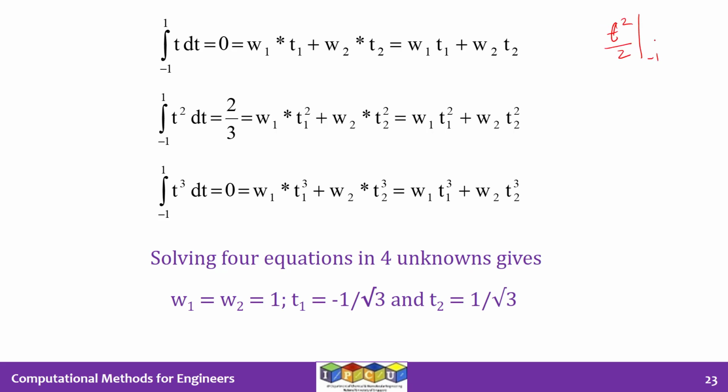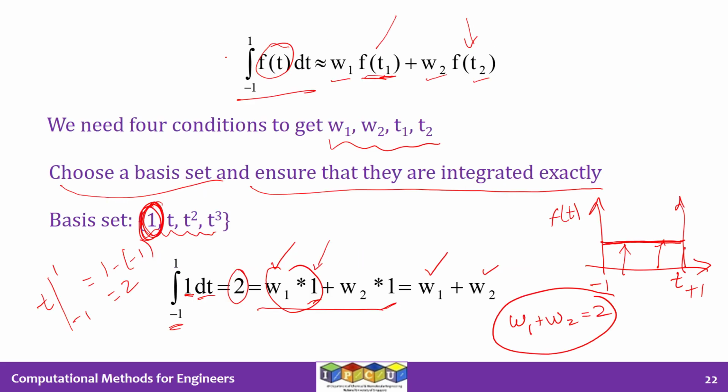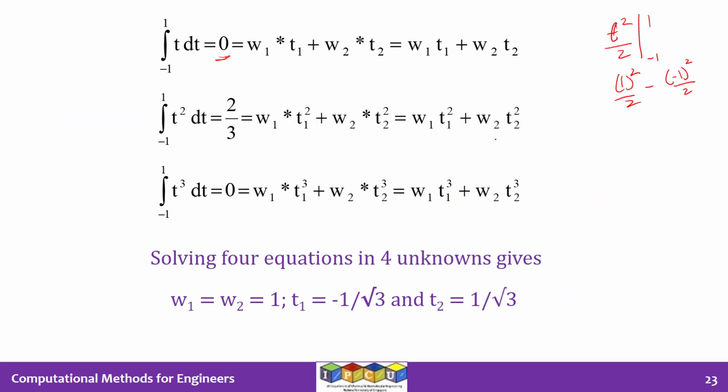And between the limits of -1 to 1, this is going to be 1 squared by 2 minus -1 squared by 2. That's how you evaluate definite integrals. So it's going to be 1 by 2 minus 1 by 2, which is going to be 0. So the left hand side evaluates to 0. That's the meaning of this word integrated exactly. Because we can integrate 1, we can integrate t squared, t cubed exactly. We don't have any issues with that, because they are very easy functions.